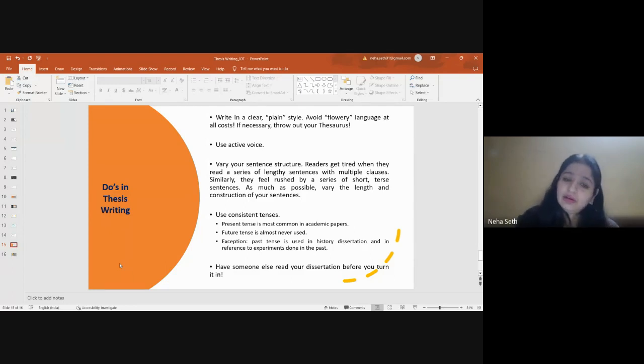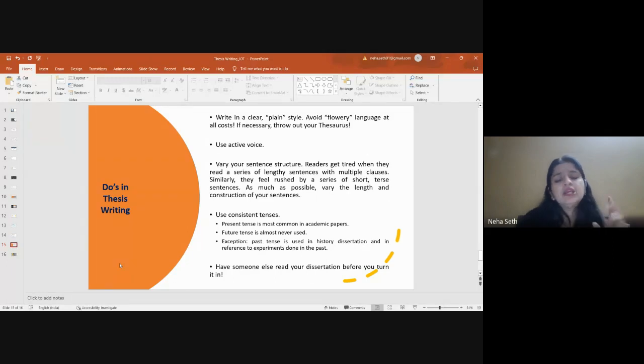Then we need to vary our sentence structures. Sometimes readers get tired when they read a series of lengthy statements with multiple clauses. So avoid writing very lengthy statements; it is better to use some series of short statements. As much as possible, vary the length of construction. Sometimes you can use long statements and sometimes it's better to use short statements. Depending upon the thought that you are expressing, choose the length of sentence as well.